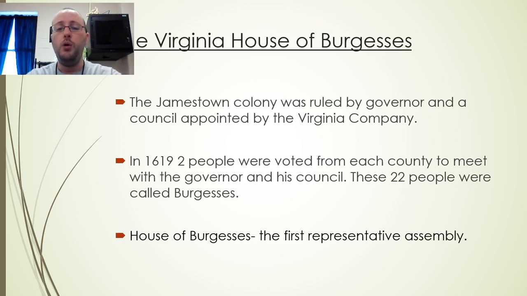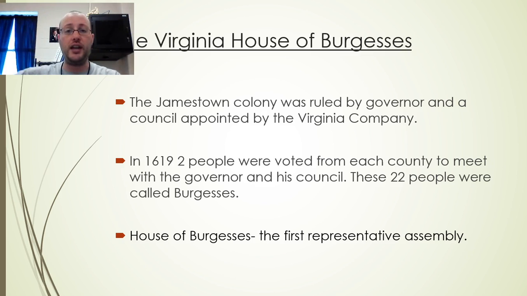Now, why the Virginia House of Burgesses is important is because it was the first time in North America that a representative assembly was established by the British or the colonists. In terms of the Native Americans, they would meet together and have representatives in their different confederacies. But in terms of our government that was set up by the British as the 13 original colonies, this was the first representative assembly. This was the first time the people got a say in their vote.